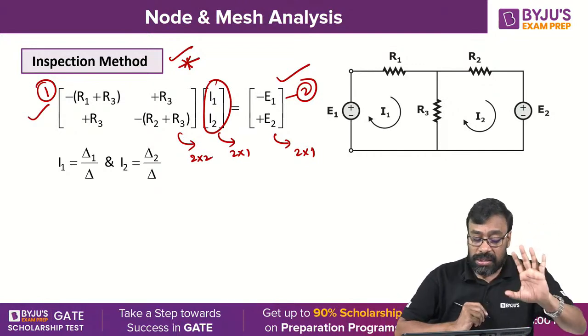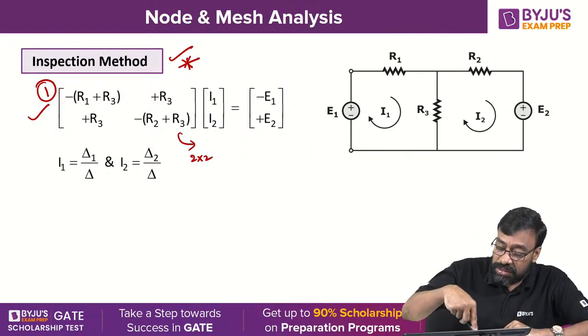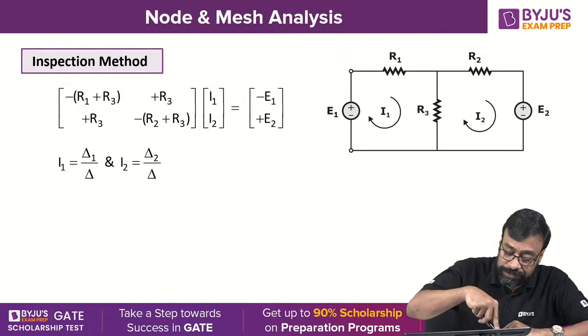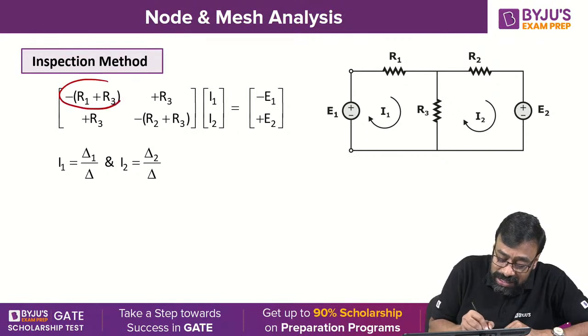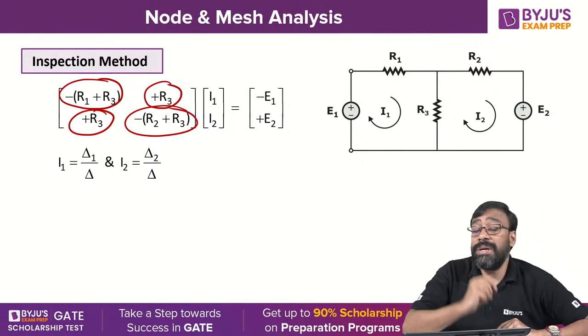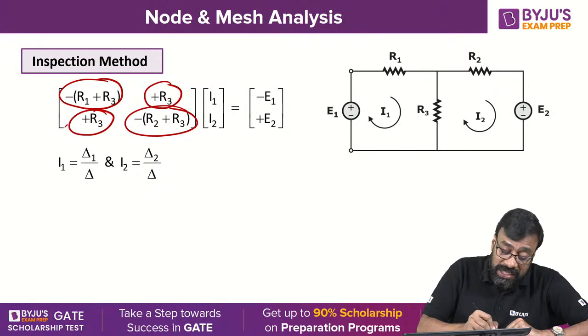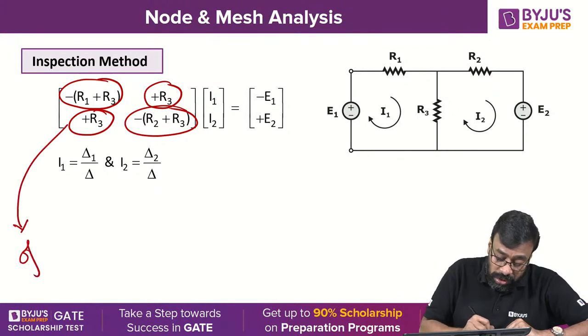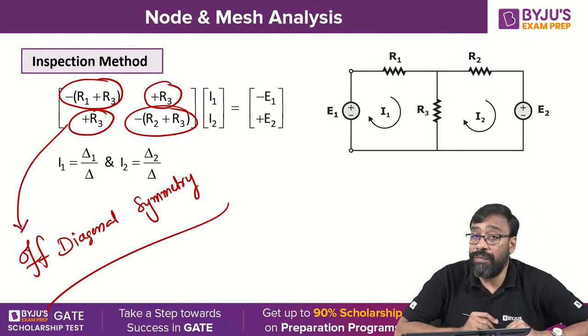So be careful, okay? So carefully you can observe here. I am now dealing with what? This 2x2 matrix first. Yes, how do I write this? This 2x2 matrix, I have 1-1 element, 1-2 element, 2-1 element, 2-2 element. Always remember, whether it is node analysis or mesh analysis, this matrix will always satisfy off-diagonal symmetry. Remember, don't forget that. It will always satisfy the off-diagonal symmetry.